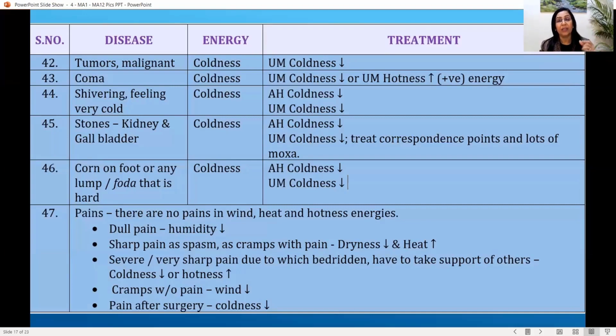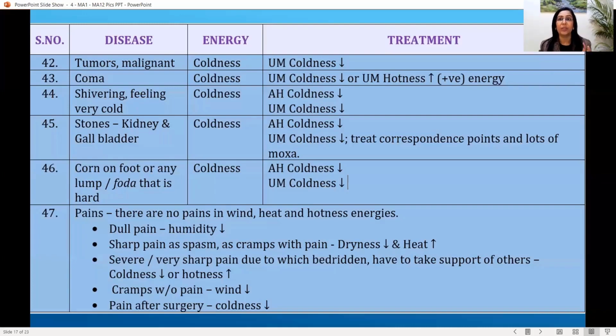Then if a person feels very cold and shivering, usually with age, a person starts lacking heat in his body and feels cold. In the age bracket of coldness energy, which is like 60 to 72, 75 years of age, you can sedate coldness in that person. If it is limited only to the extremities, or only to the hands or feet, you can also do correspondence treatment on those areas.